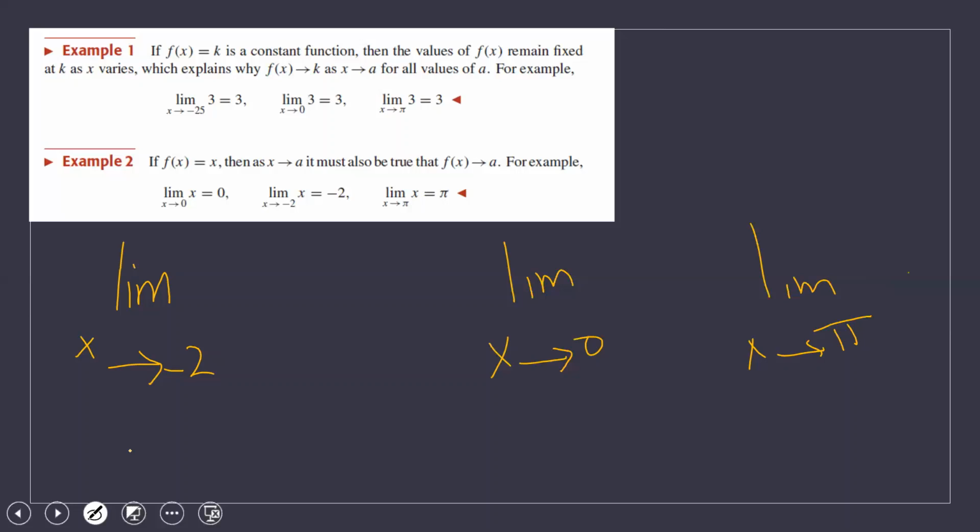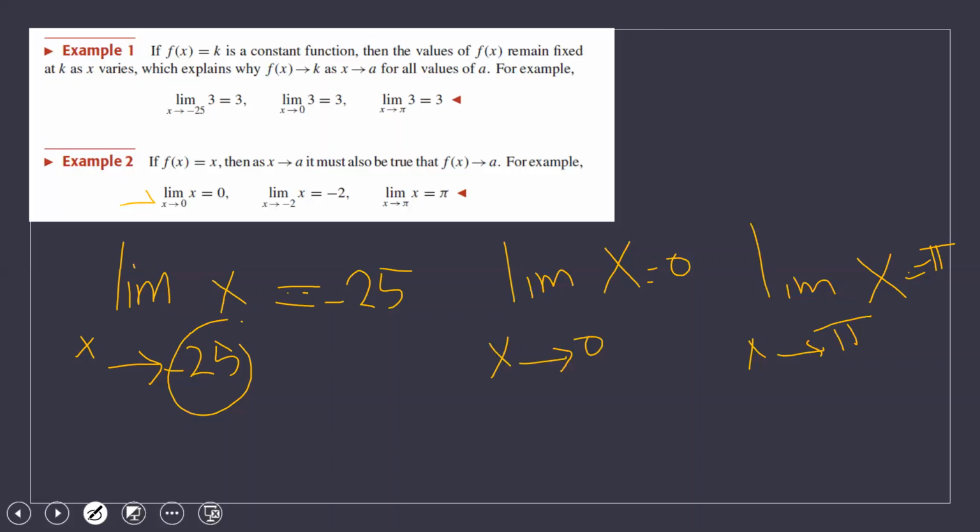Now, the limit of x. It is not a constant this time, I will write x. The limit of x when x approaches -25, just substitute, like f of x, the a instead of x, so it will be -25, 0, pi, and so on. Look at this example here. The limit of x when x approaches 0 is 0, the limit of x when x approaches -2 is -2, and the limit of x when x approaches pi is also pi.